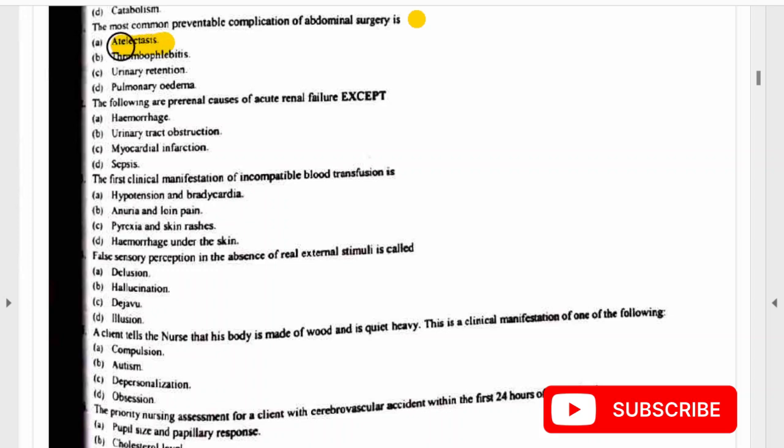Atelectasis is actually the collapse of lung tissue. It is very common after abdominal surgery due to shallow respiration or shallow breathing. And the way of preventing this complication is very, very simple. Early ambulation is one of them, and also deep breathing exercises.